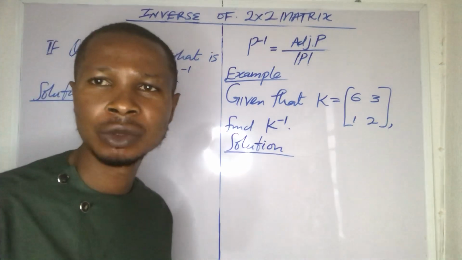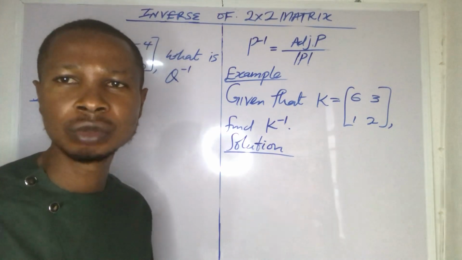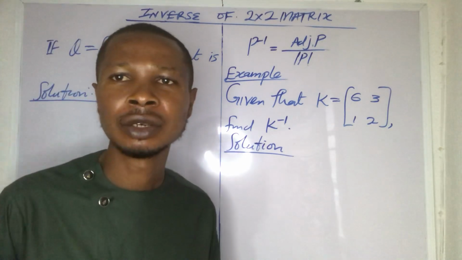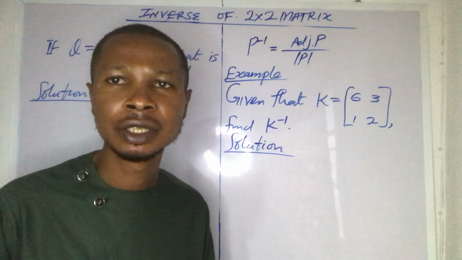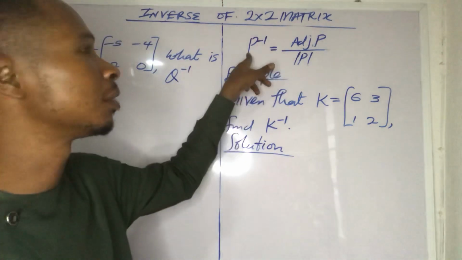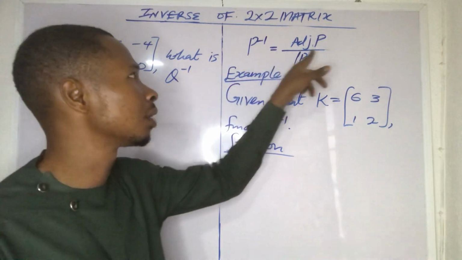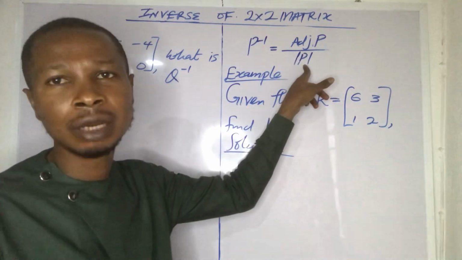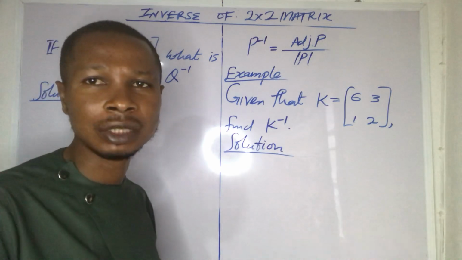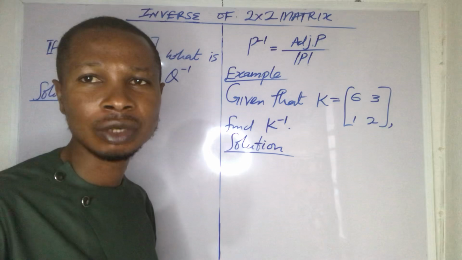In this class, we are looking at inverse of a 2 by 2 matrix, or second order inverse. Now, the inverse of a matrix is given by, if the matrix is P, then P inverse is given by adjoint of P over determinant of P. Inverse is given by the adjoint of the matrix over the determinant of the matrix.